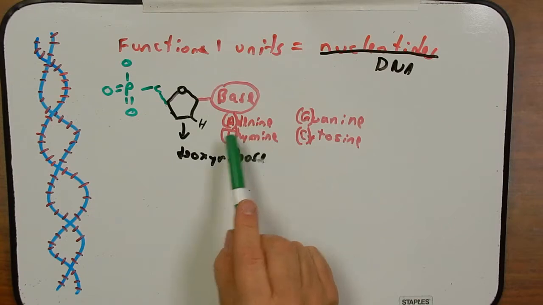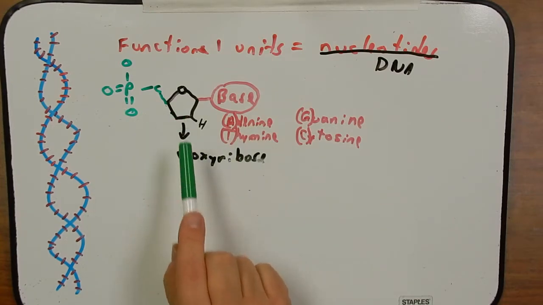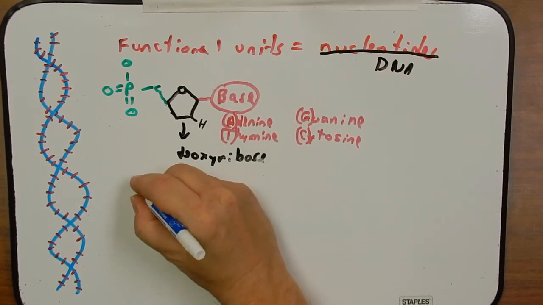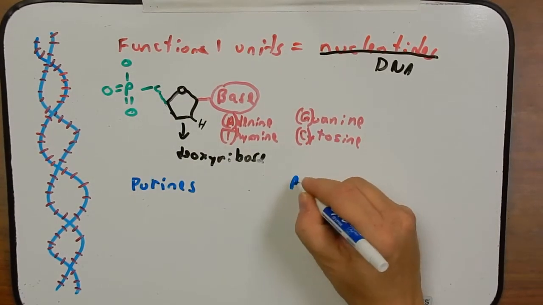These 3 components, phosphate, sugar, deoxyribose, and one of these bases make up the nucleotide. Now, you won't need to know the structure of the bases, but there are a few things about the bases I do want you to know. I want you to know that they are either purines or pyrimidines.